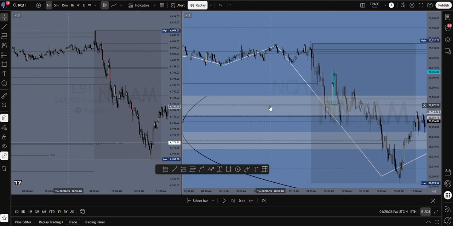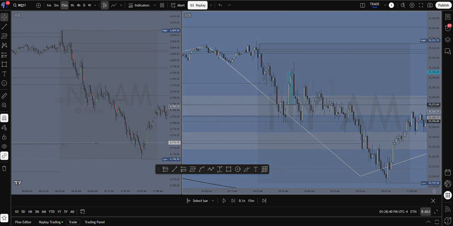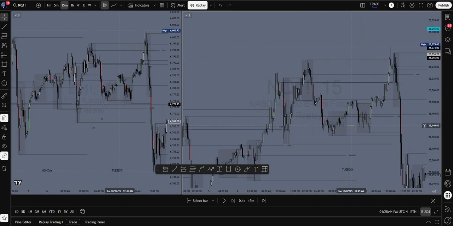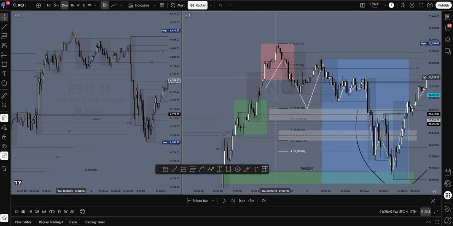So standard deviation projections aligned with this area. How to know if your projections are valid now, because you have to set up the leg in a valid area, and that is in a manipulation leg. It's not that hard to know where the manipulation leg is.